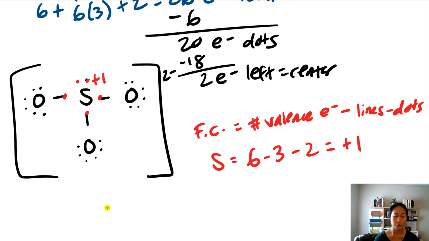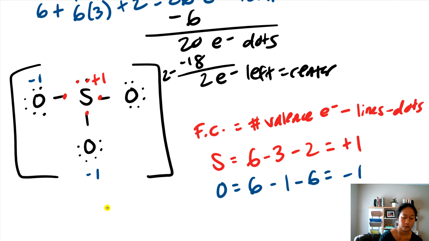Alright, let's calculate the formal charge of the oxygens. Oxygen would be 6 valence minus 1 line for each one, and then 6 dots. That's going to be 6 minus 1 minus 6, a -1 for each oxygen. -1, -1, -1. Okay, so that's not good either, because again, we want 0 formal charge. So what can we do to make something 0? We want something to have a formal charge of 0, because we know then that's a better, more valid Lewis structure.